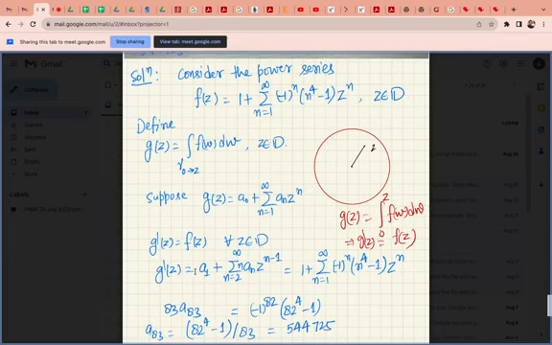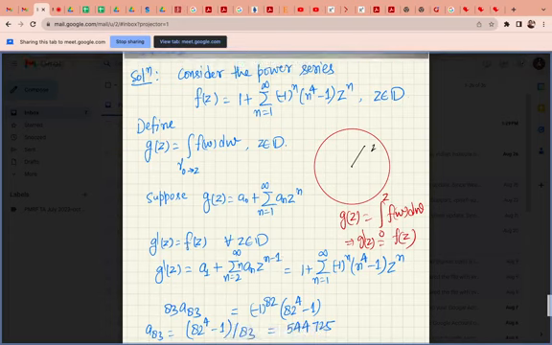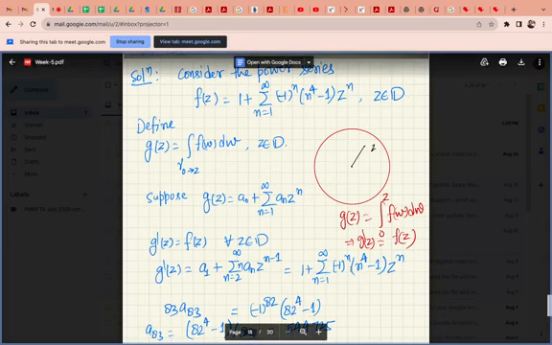G dash z is equal to a1 plus summation n equals 2 to infinity n a n z to the power n minus 1. Okay, and this g dash z is nothing but equal to f of z. So you just equate it with f of z.